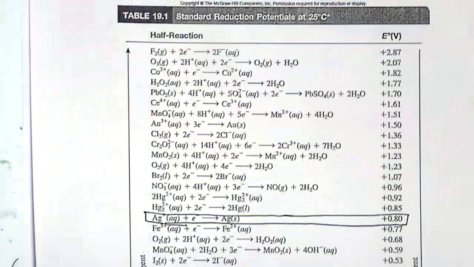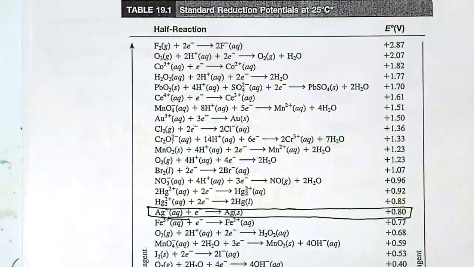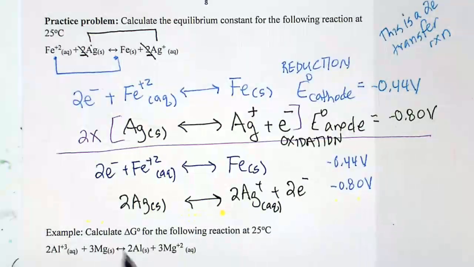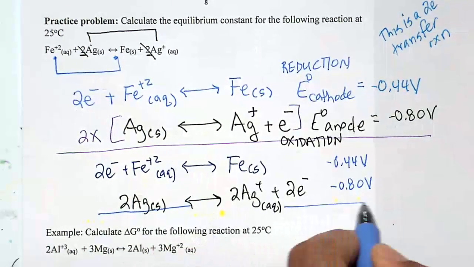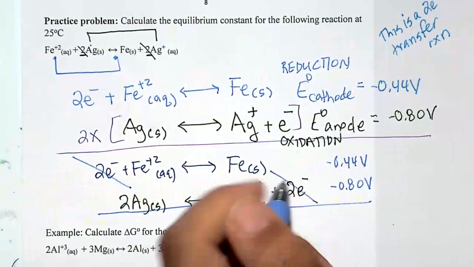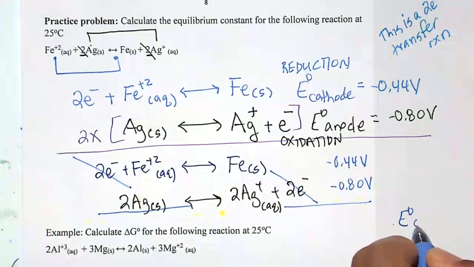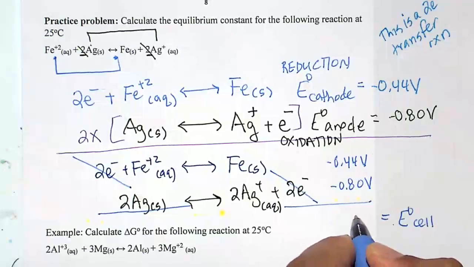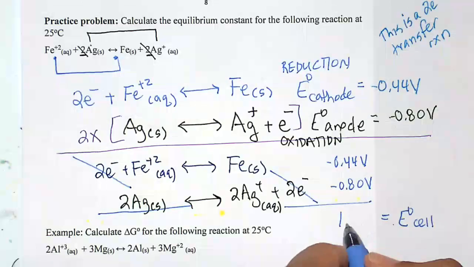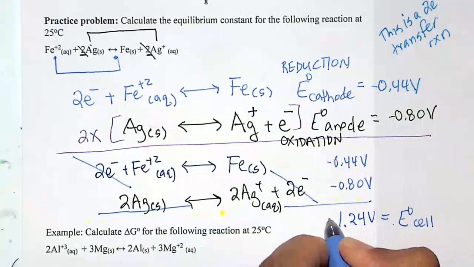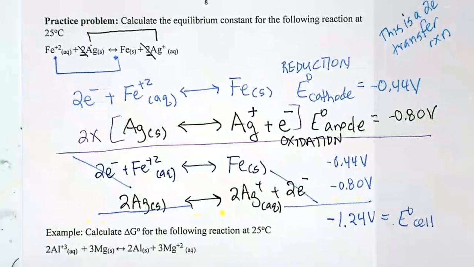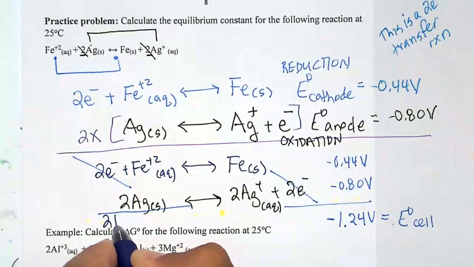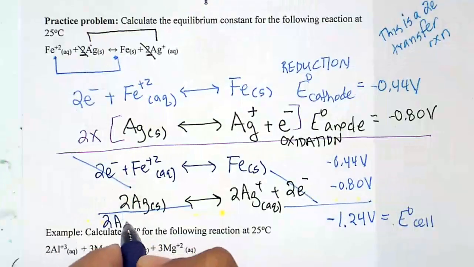Remember, all of these numbers do not change. The only thing that changes is the sign. All right, so this is a 2 electron transfer reaction. This electron cancels out with that electron. We're going to call this Ecell, which looks to me to be about 1.14 volts. 1.24 volts? 1.24. Negative. Okay, negative 1.24 volts.